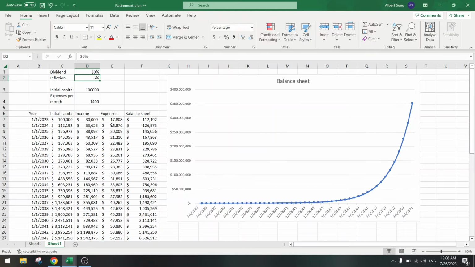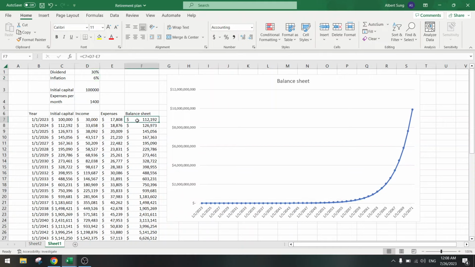Let's say 30%, then it goes up even faster. You can actually even 10x your money in 10 years, right? 100,000 goes to 1 million. So that's a 10x of your money if you have a dividend stock of 30% with inflation of 6%. Okay, so that's very good. This looks like a very nice scenario.